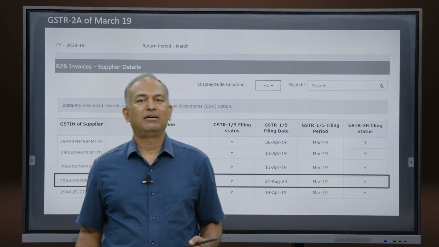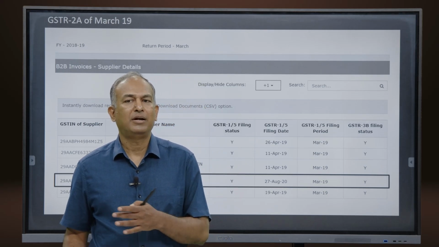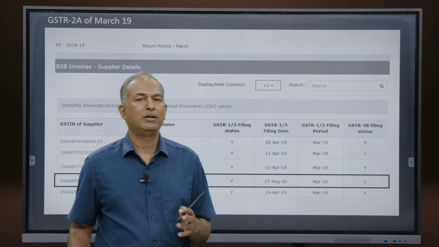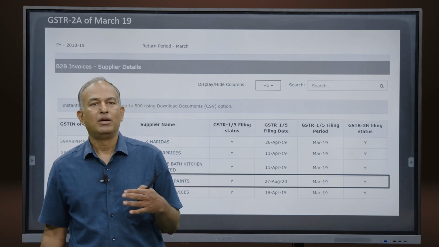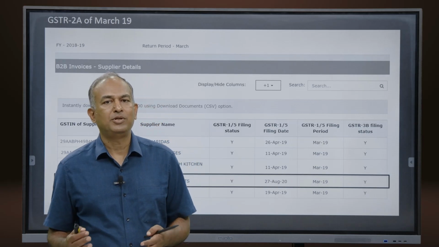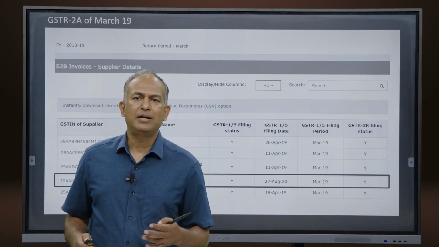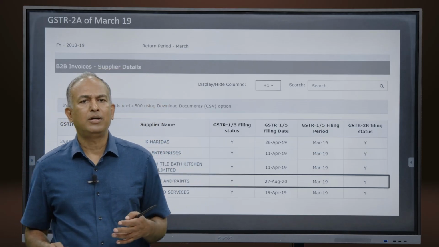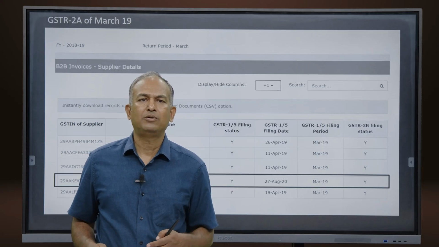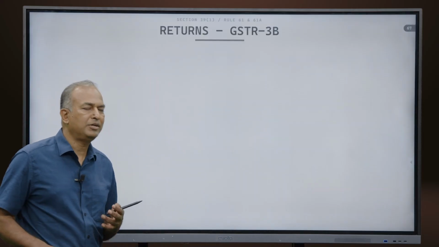I think we have understood GSTR 1, GSTR 1A, as I was telling you, IMS, and you have GSTR 2A, 2B. We understood the flow of data. We also understood, as per the provisions of law, what is there. What are the various tables in these GSTR 1, 2A, 2B? We have already done that. The next return that is filed by a normal taxpayer is GSTR 3B. So let us try to understand a little bit about the GSTR 3B.